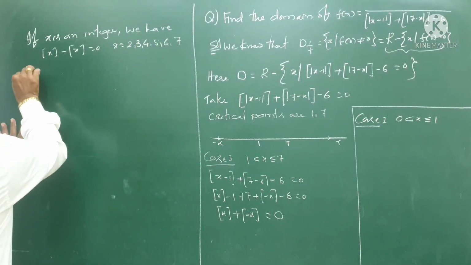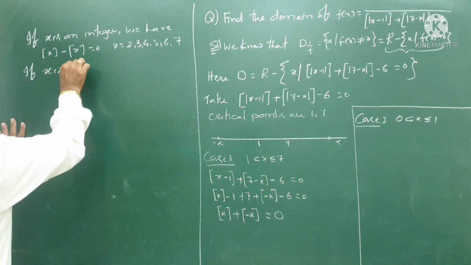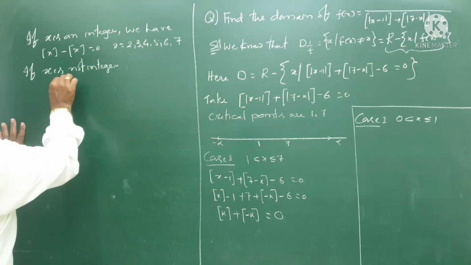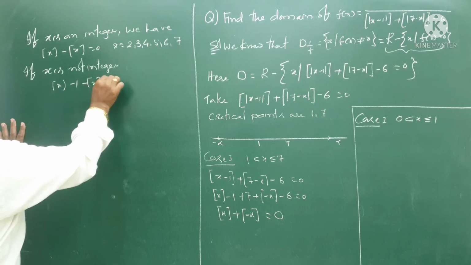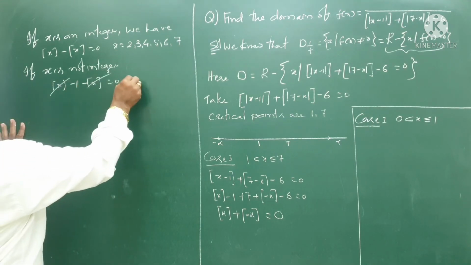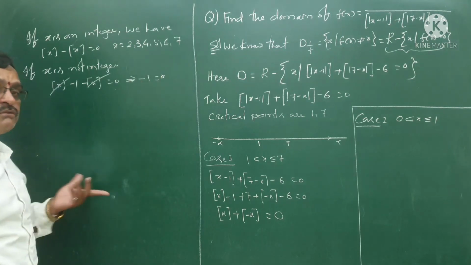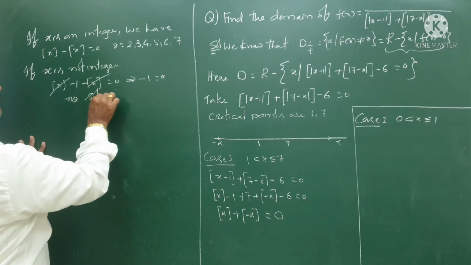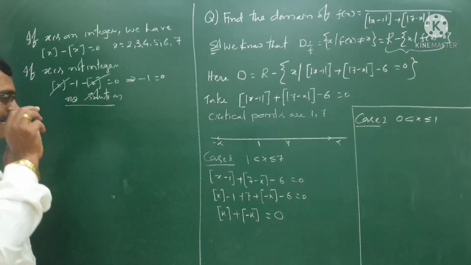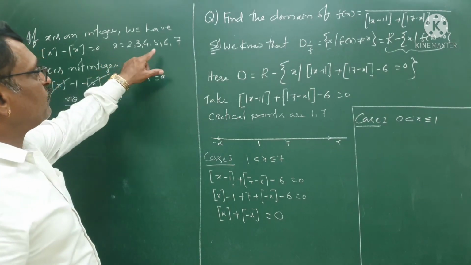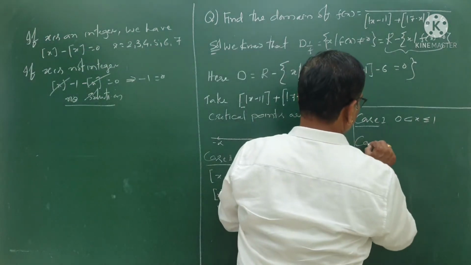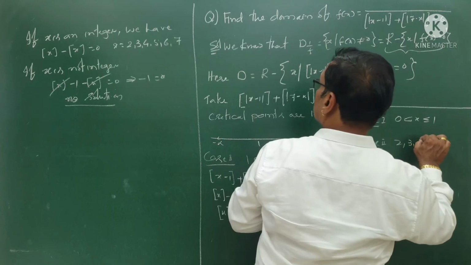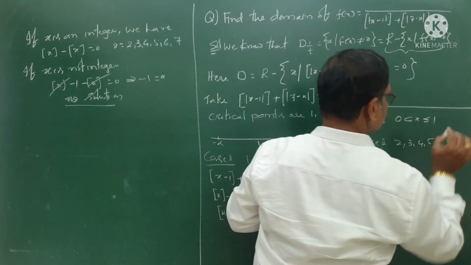Next one, if x is not an integer, we have integral part of x minus 1 minus integral part of x is equal to 0. So we have minus 1 is equal to 0. So no solution. So in the second case, we got the solution 2, 3, 4, 5, 6, 7.